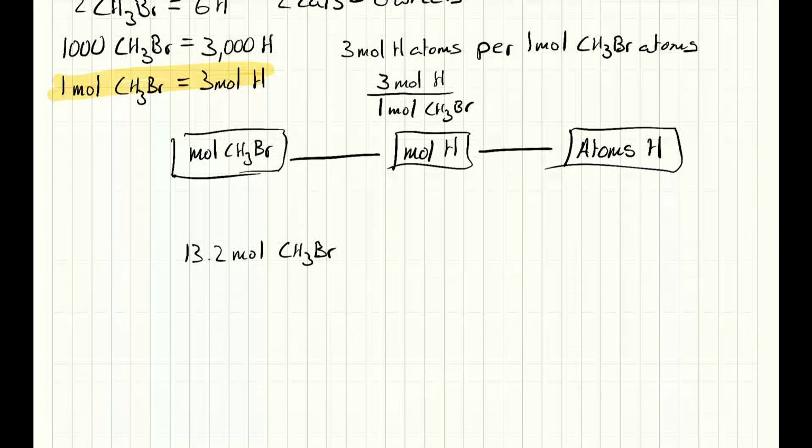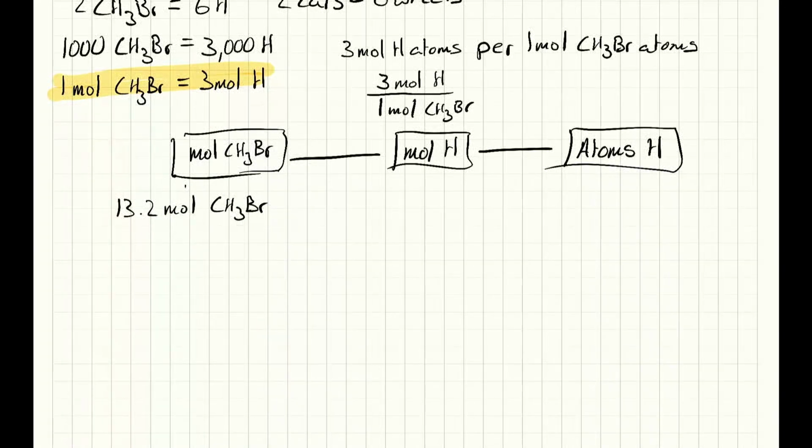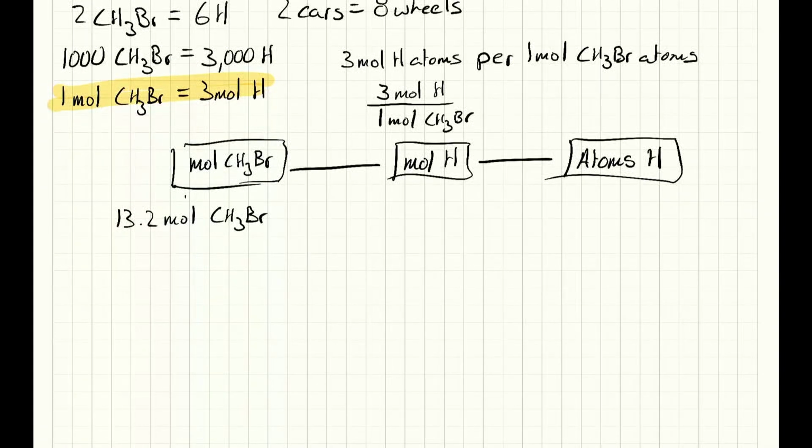So, if we have, I'll just move this, 13.2 moles. We just came up with this conversion factor. So we can do 3 moles of hydrogen divided by 1 mole of CH3Br. So we'll just take our 13.2 and multiply by 3. That'll be 39.6 moles of hydrogen.